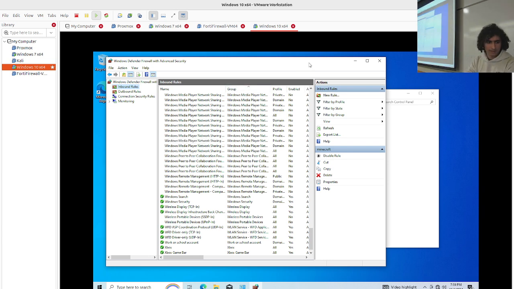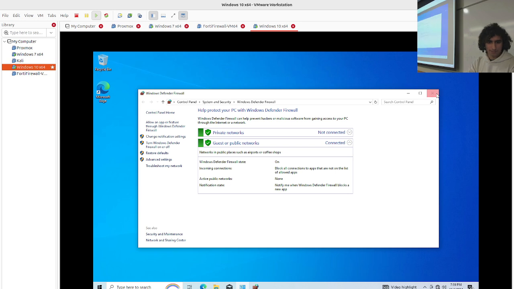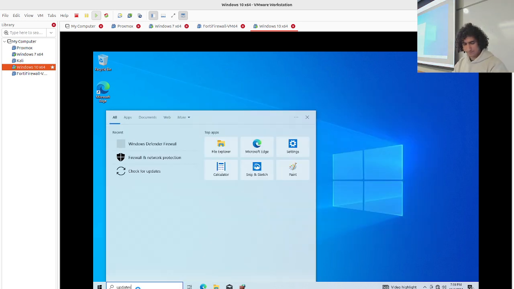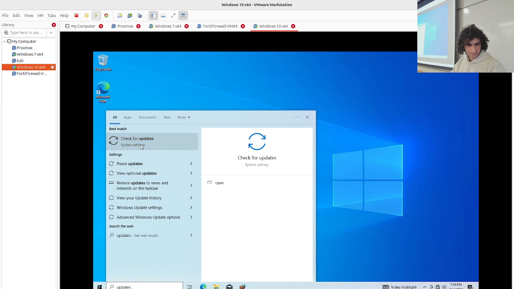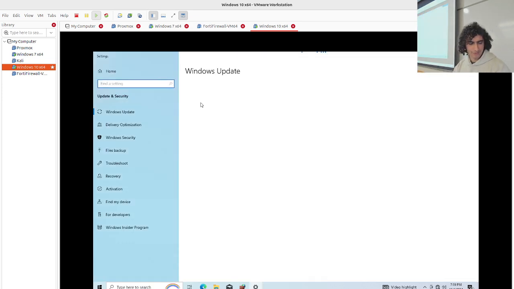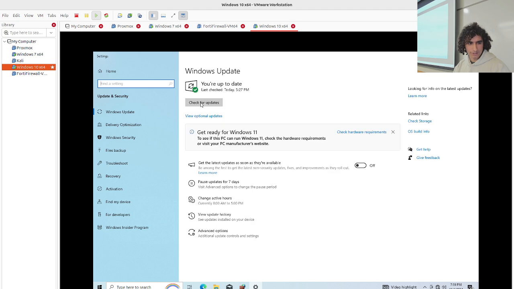There's also, in general, a hardening checklist for Windows, now that my VM is working. We can do firewall configurations, which we just did. The big one that we talked about is looking for Windows updates. Just checking for updates and making sure you have all critical security updates. See, I'm up to date. I'm doing good with this one.